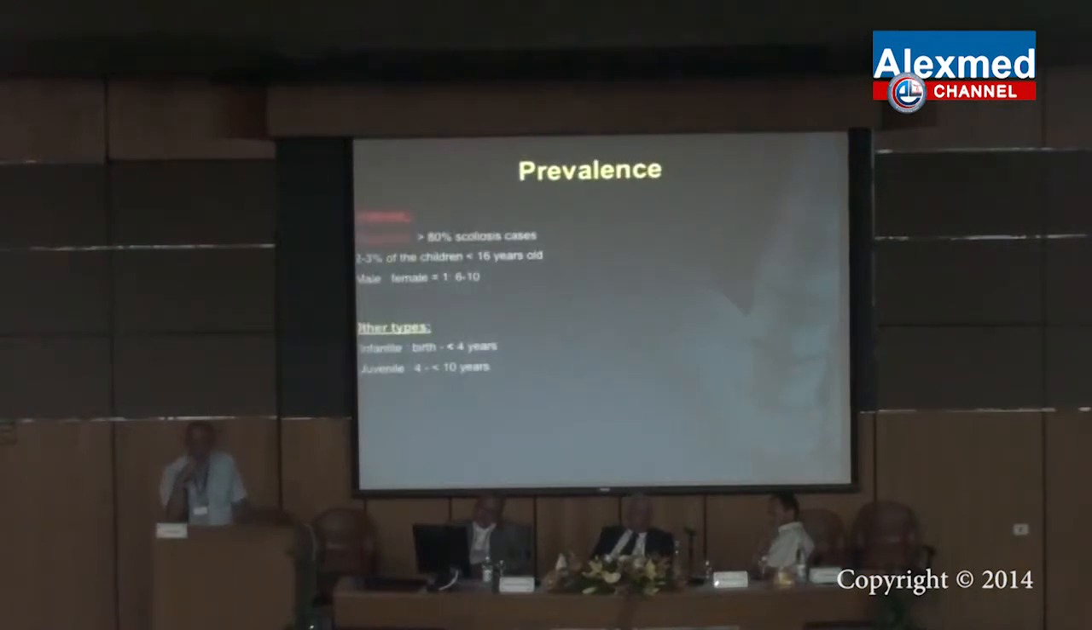Adolescent idiopathic scoliosis makes up more than 80% of all types of scoliosis. It's more common in children: 2-3% of children less than 16 years old suffer from scoliosis. Females predominate with a ratio of 6 to 1 over males. There are other types of idiopathic scoliosis, like infantile, less than 4 years, and juvenile, from 4 to 10 years old till puberty, because the adolescent type actually appears at puberty.